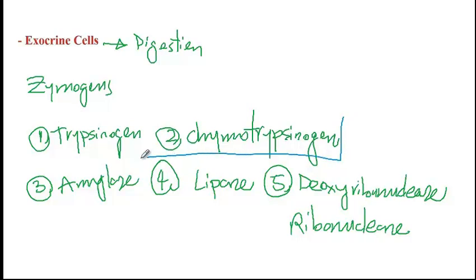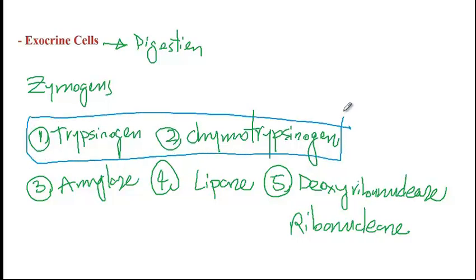Now trypsin and chymotrypsin, these two will become active with the help of the enterokinase enzyme that is present in the intestinal mucosa. So once these zymogens are released into the intestine, the enterokinase enzyme present in the intestinal mucosa will activate these two enzymes. And now after trypsin has become activated, it will activate all the rest of the enzymes right here. So now we have all enzymes activated.